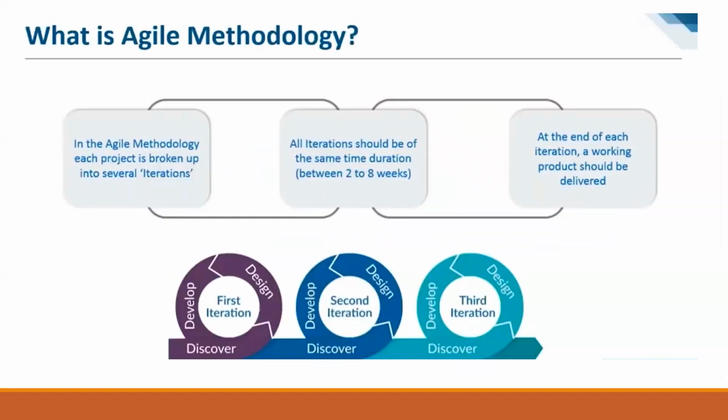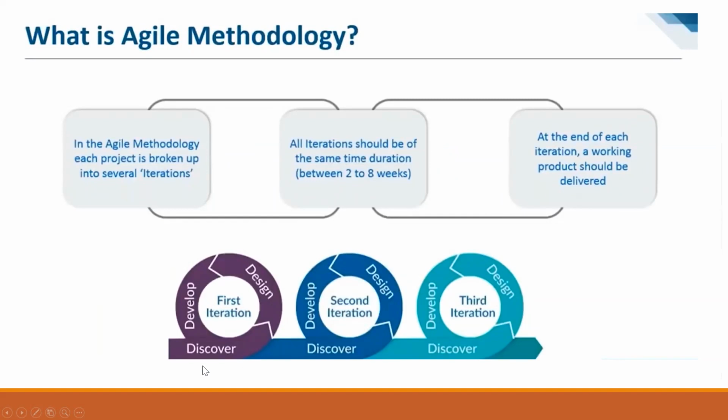So what is the Agile methodology? In the Agile methodology, each project is broken up into several iterations. All the iterations should have the same time duration, between 2 and 8 weeks. Suresh said our application's duration is 2 weeks. At the end of each iteration, a working product should be delivered.